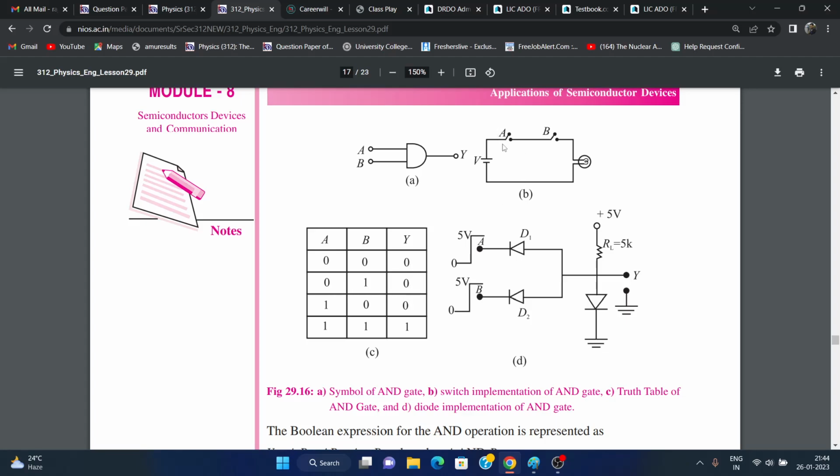If A is open, B is closed, still no current will pass, we will get the output as 0. If B is open, A is closed, still the current will get stuck here. It will not conduct through the bulb, we will get the output as 0.